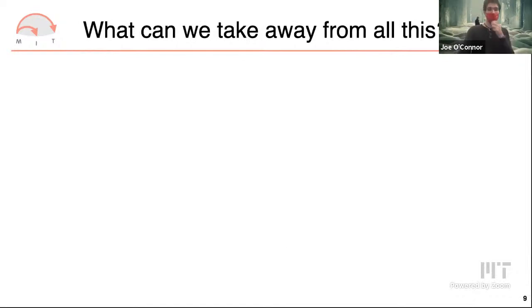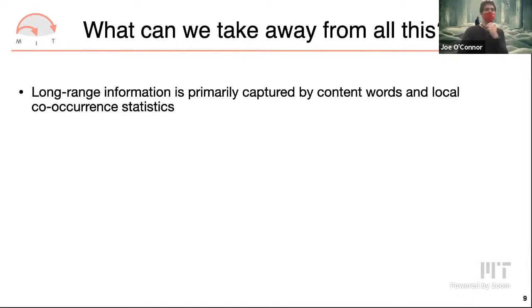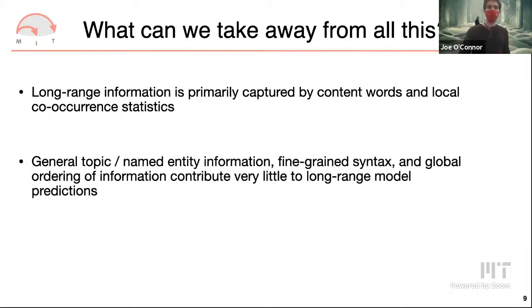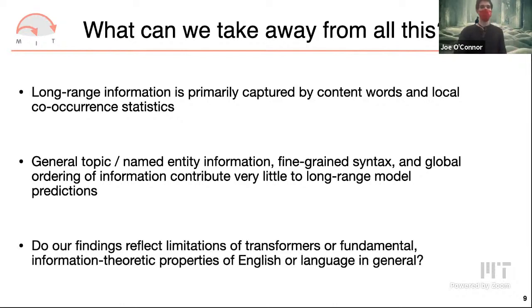So what can we take away from all of this? Number one, long-range information is primarily captured by content words and local co-occurrence statistics, while on the other hand, based on the experiments that we haven't talked about today, things like general topic or named entity information, fine-grained syntax, and global ordering of information all contribute very little to long-range model predictions. And finally, we end with an open question. Do our findings reflect limitations of transformers, or are these fundamental information theoretic properties of English or even language in general? And that will require more investigation.